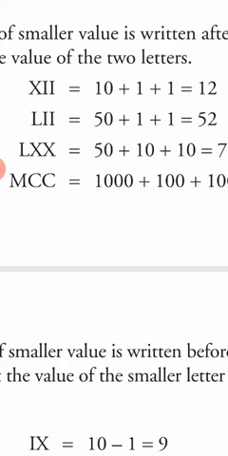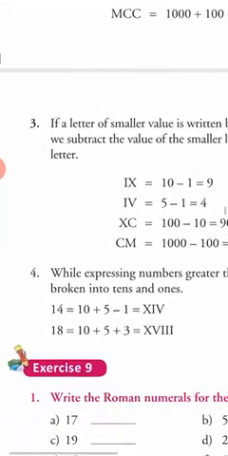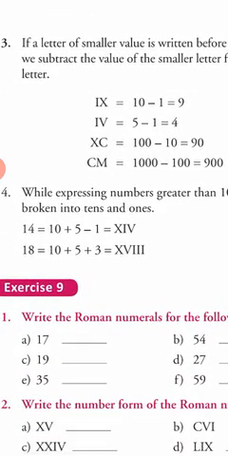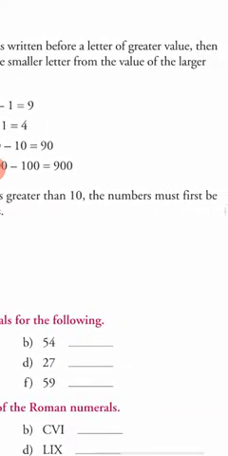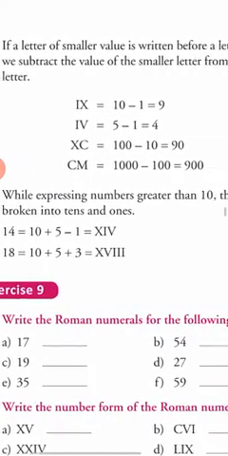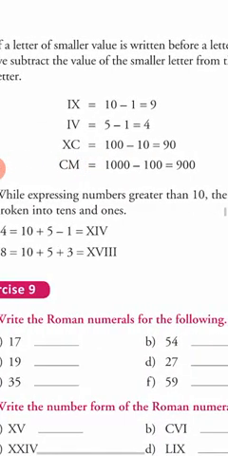Now move towards the third rule, and the third rule is just opposite. Right. The third rule is just opposite from rule number 2, because here in this rule a letter of smaller value is written before a letter of greater value. In the previous point it was after the greater value, and in this it is before the greater value. Then we subtract the value of the smaller letter from the value of the larger letter.